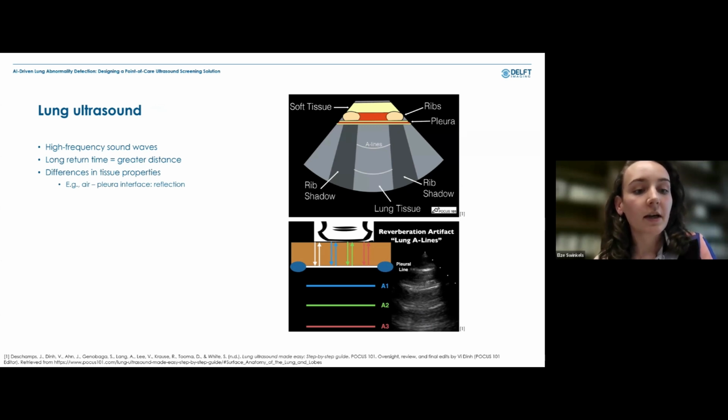For example, in this air-pleura interface, there's a lot of reflection, which causes these A lines, they are called, horizontal lines. You also see them in the lower image. And they are caused by reflection of the sound waves by the pleural line, and they are also reflected by the ultrasound transducer, resulting in different horizontal lines equally spaced in the image.